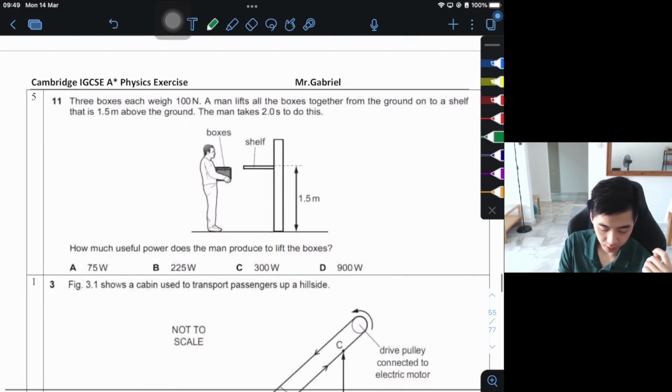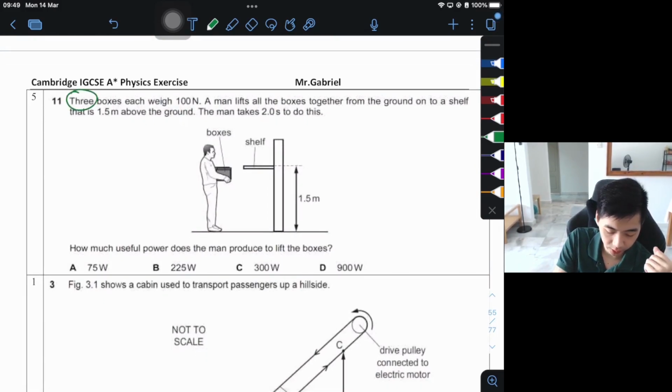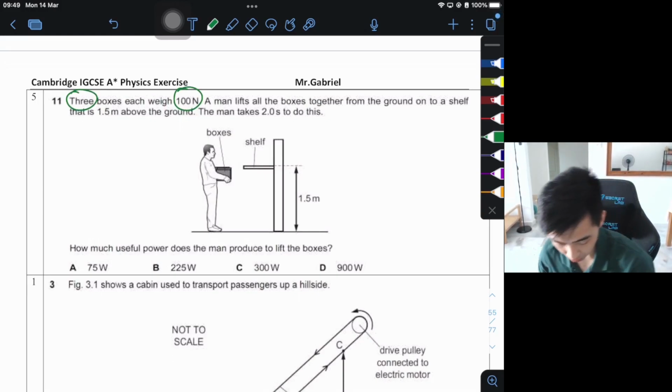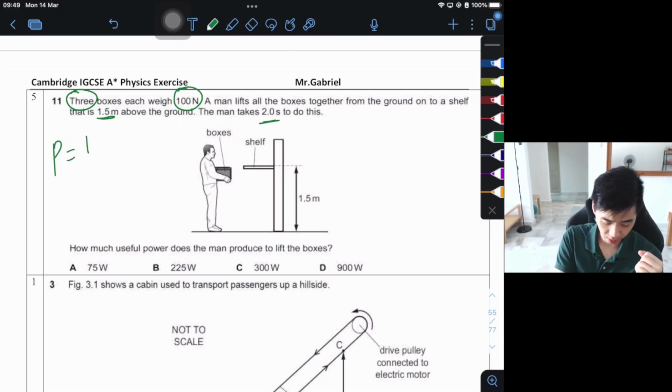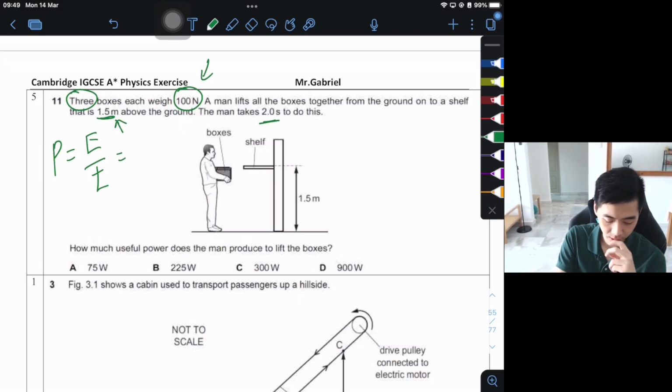Then three boxes, each weigh 100 Newton. A man lifts all the boxes together from the ground onto the shelf that is 1.5 meters above the ground. The man takes 2 seconds to do this. How much useful power does the man produce to lift these boxes? The power is supposed to be energy over time. In this case, since I have the force and the distance, this is obviously work done over time, which is going to be force times distance over time.